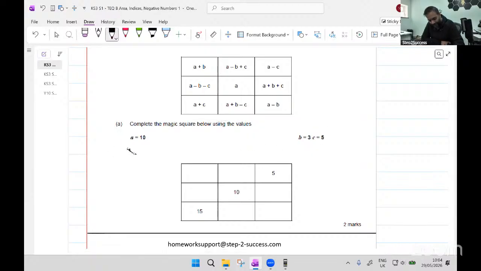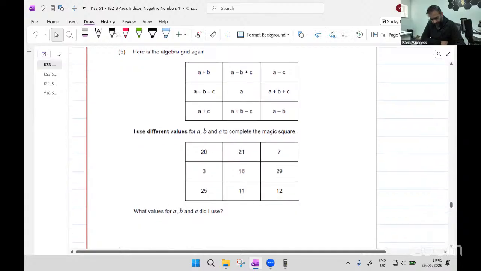So a is 10, b is 3, so a plus b is 13. Then it's a minus b, so that's 10 minus 3, which is 7, plus 5 is 12. And then over here you've got a minus b minus c, which is 10 minus 3 minus 5, which is 2. Over there you've got a plus b plus c, which is 18. Over there you've got a minus b, which is 7. Here you've got a plus b minus c, so that's 10 plus 3 is 13, take away 5 is 8. And I think a magic square is one where everything adds up to the same number. 12 add 8 add 10, 30. Yeah, I think it all adds up to 30.